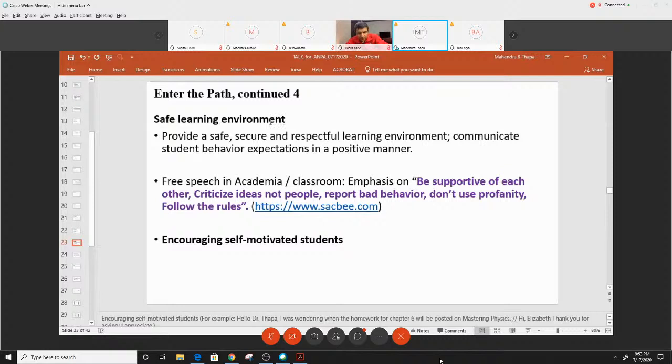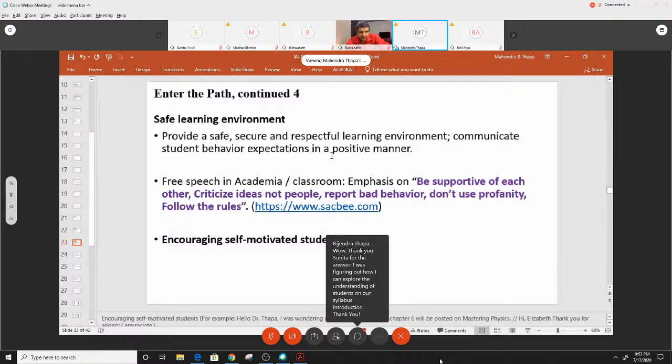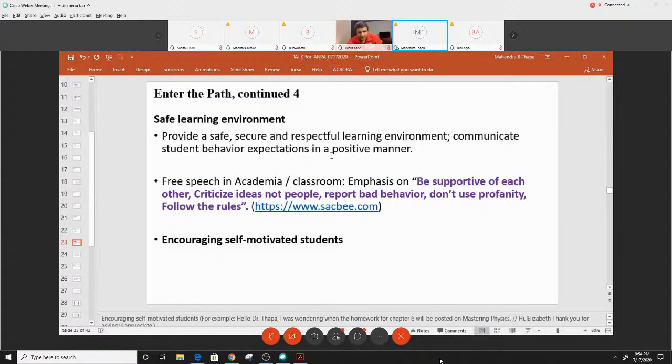Other thing is the safe learning environment. Safe learning environment means that if they ask any kind of question, they will not think that because of that question their grade is going down or a student is going to laugh at them. We are saying that no questions are very good, no questions are very bad. I generally say in the classroom, be supportive of each other, criticize ideas but not the people. You must report bad behavior. Don't use profanity, follow the rules. So these are things to make the class equitable. We are trying to do these things.